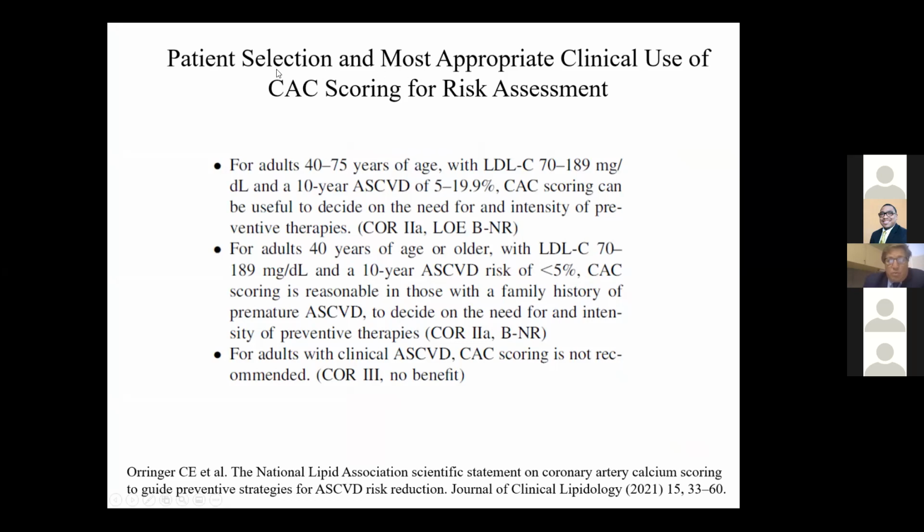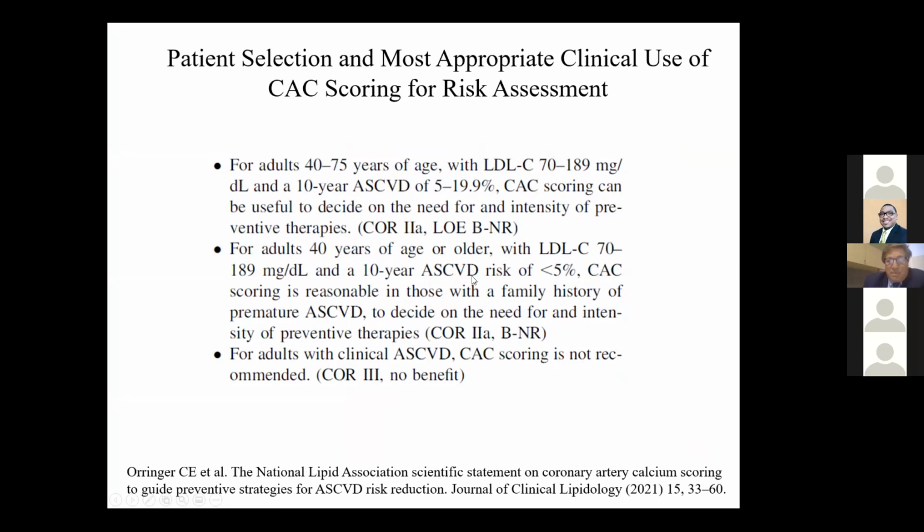Again, what is the appropriate use of calcium scoring for risk assessment? Again, for adults aged 40 to 75, LDL 70 to 189, 10-year ASCVD score of 5 to 19%, so kind of low to intermediate risk population. Calcium scoring can be useful to decide on the need for and intensity of preventative therapies.